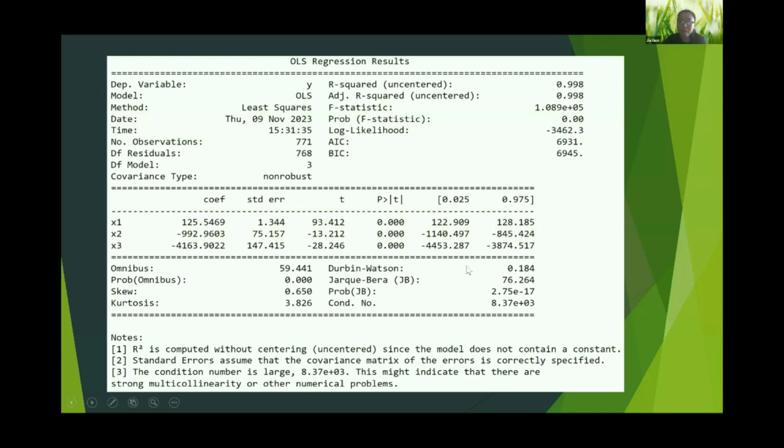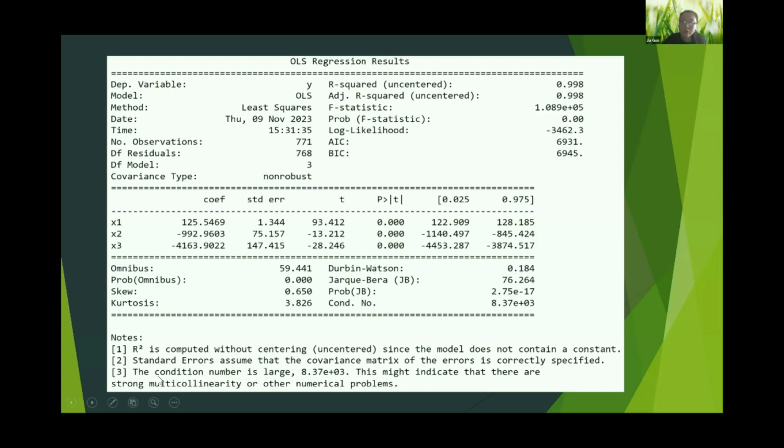Another important benchmark I want to mention is the DW, the Durbin-Watson. Here, the DW is super small, only 0.184. We do not think that is reasonable. So later on, we tried to check what happened in our regression. And there is another problem in our regression.